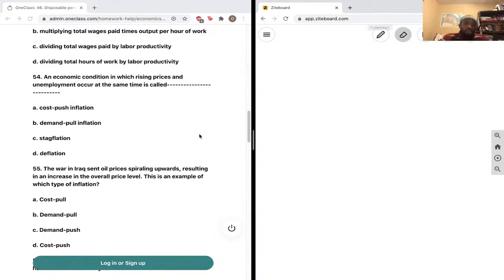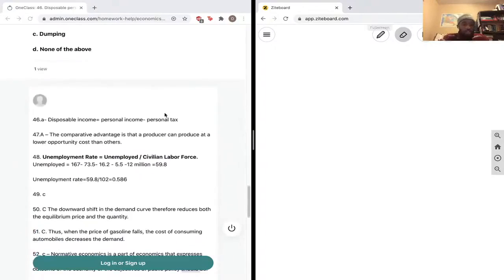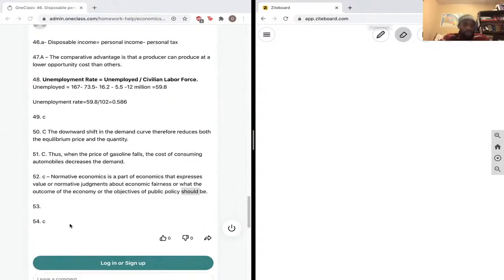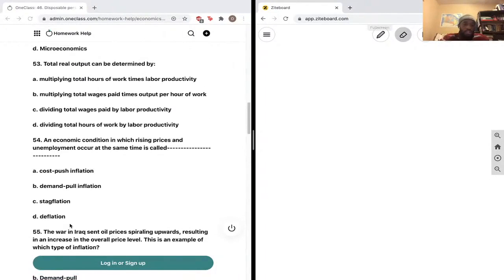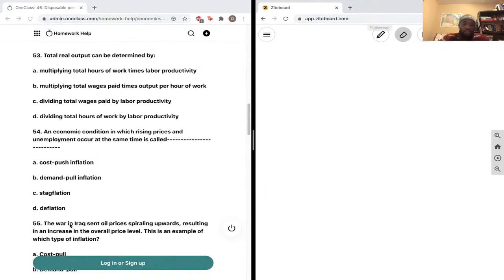54, an economic condition in which rising prices and unemployment occur at the same time is called A, cost push inflation, B, demand pull inflation, C, stagflation, D, deflation. So the correct answer here should be stagflation. It's 54. The tutor said it's stagflation, and that's just the definition. It's a definition question.